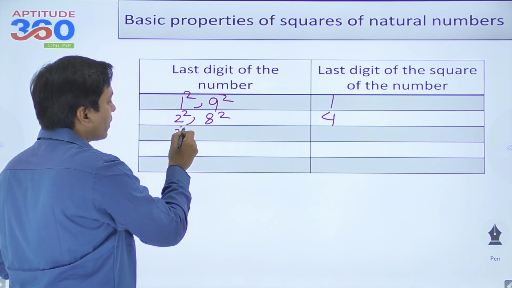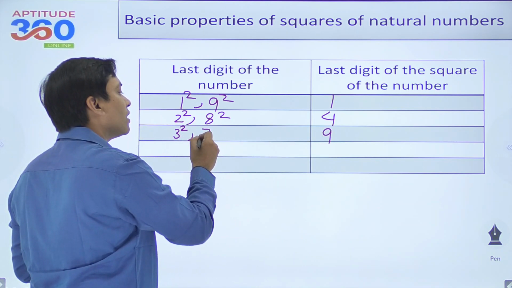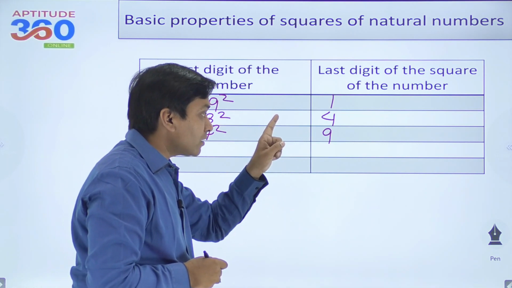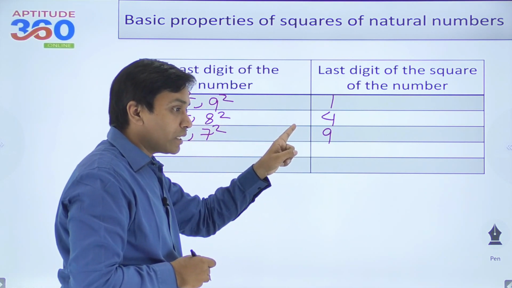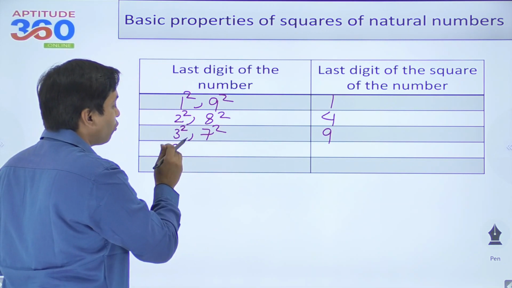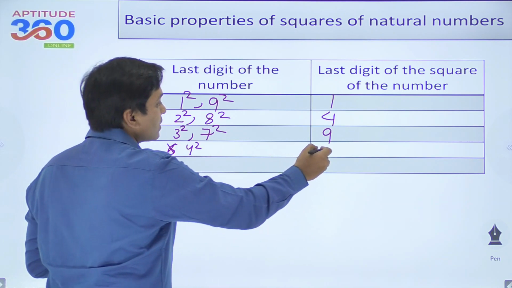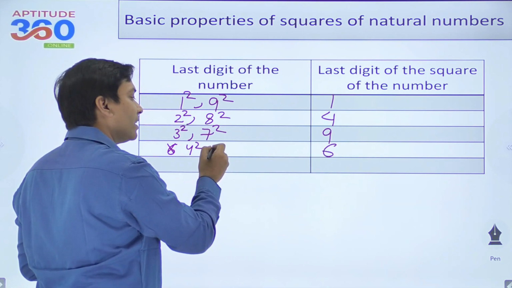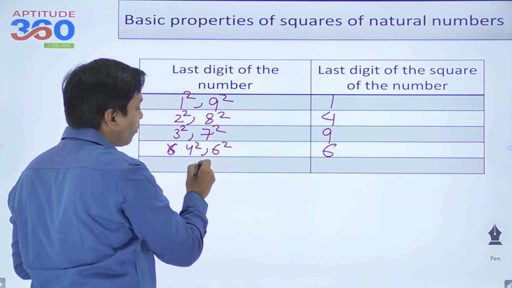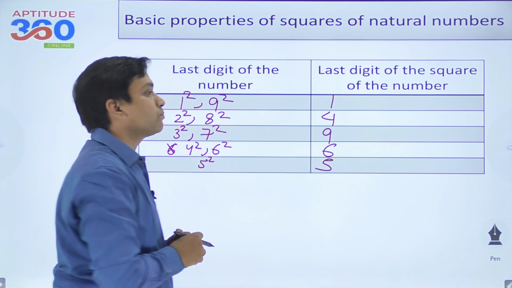How about 3 square? 3 square is going to be 9. And how about 7 square? 7 square is 49, but the digit at the end of 49 is 9. How about 4 square? 4 square is 16, which gives 6. And 6 square, which is 36, also gives 6. And how about 5 square? That is 25, or 5.